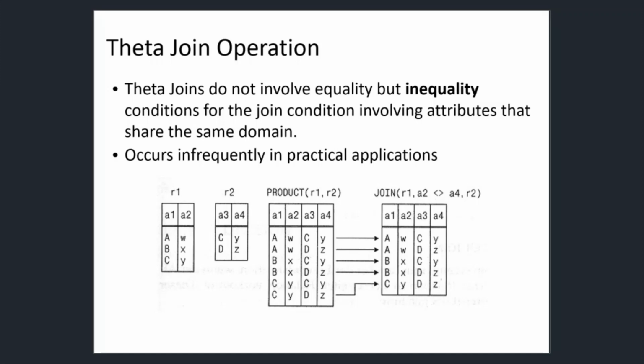And let's look at our basic example again. We have relation 1, relation 2, and we look at the product of R1 and R2. So we have AW and CY, BX and CY, and so forth. And the resulting relation includes all of those rows for which the A2 and A4 attributes are not equal.